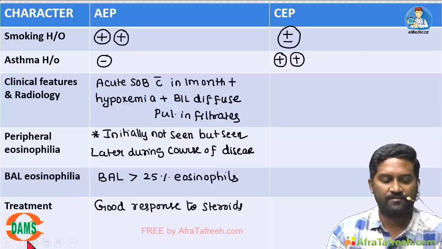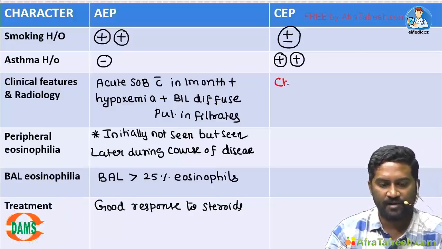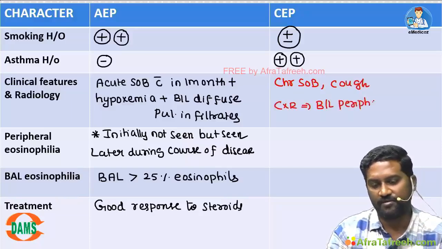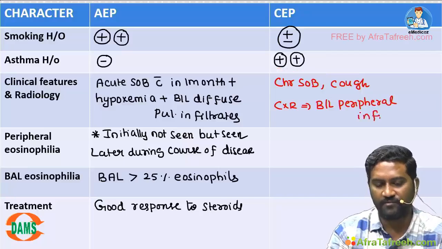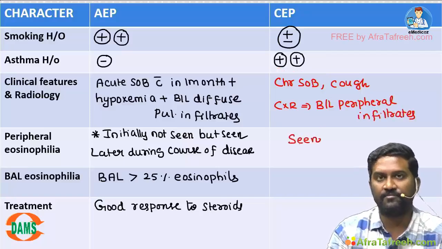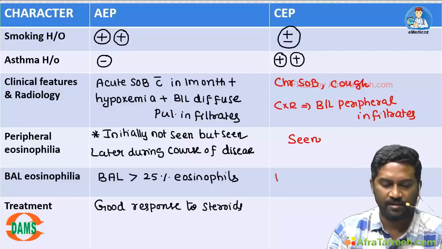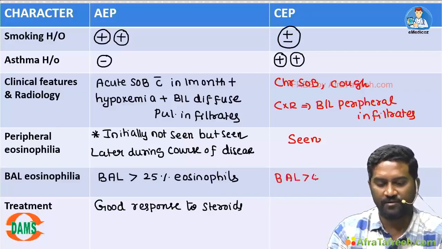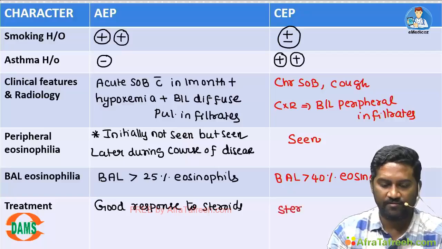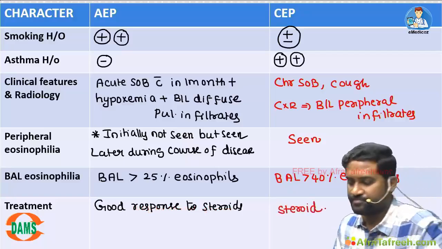Coming to chronic eosinophilic pneumonia, these patients will have chronic shortness of breath, cough, and on the chest X-ray one can notice bilateral peripheral infiltrates. Because it is a chronic disease, by the time patient reaches you, there will be excess eosinophils in the blood. And bronchoalveolar lavage, this is a chronic disease, so more eosinophils can accumulate, more than 40% eosinophils. And here also the treatment will be steroid.